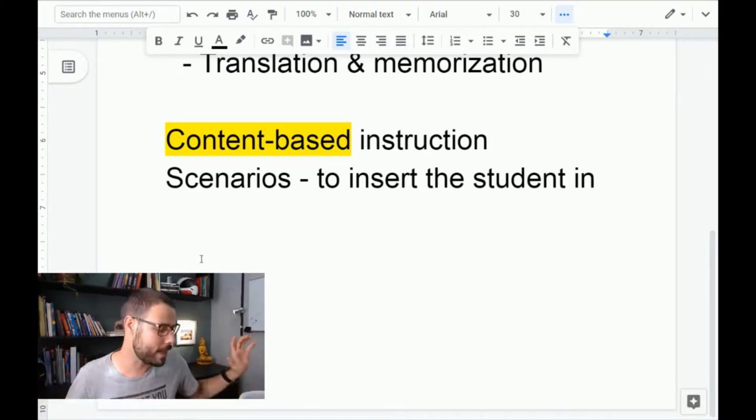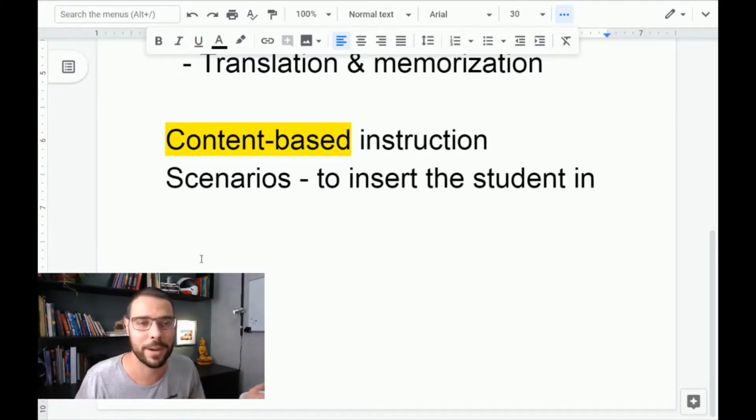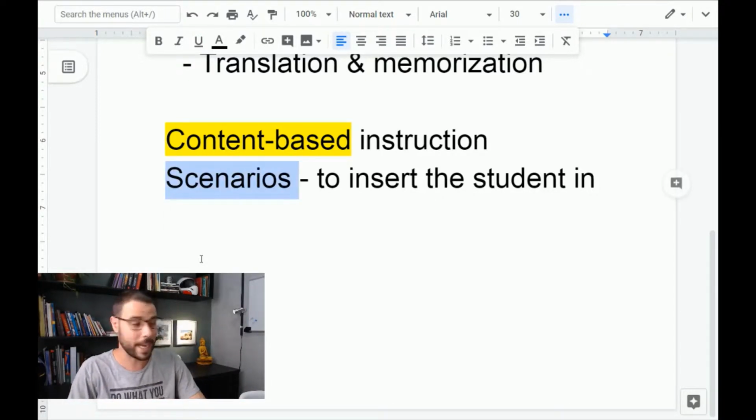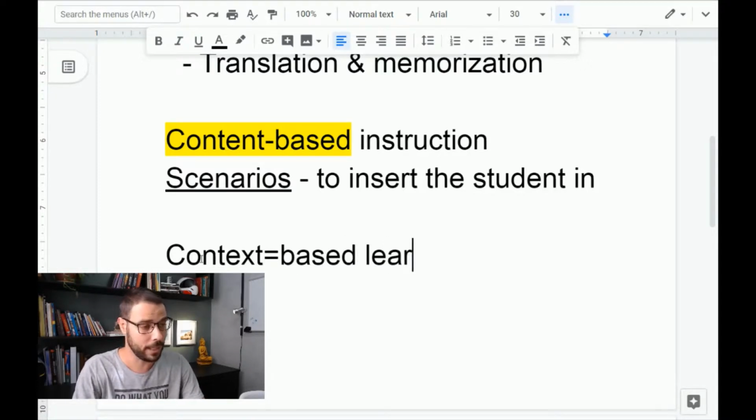The context is not Egypt, but travel. What do you do when you travel? Man, I honestly don't believe in this fake scenarios creation. Much rather, and now comes my point, I prefer using context-based learning and as well context-based instruction.